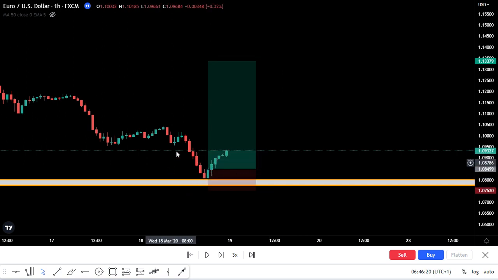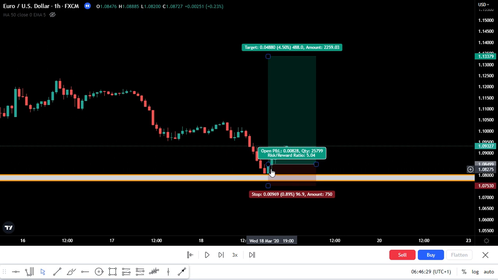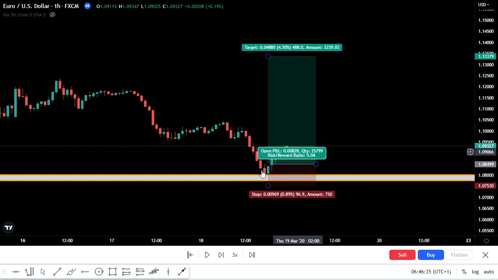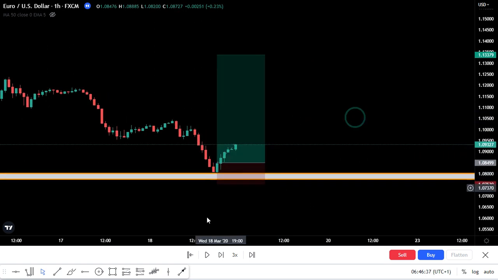Okay, I need the price to create a pattern. I need a pattern at this zone for me to make entry. So let's see what the price does. Sometimes the price can reverse with a candlestick and go to the upside, but that's not my concern. I'm always waiting for my own setup, right? So let's see what the price does.